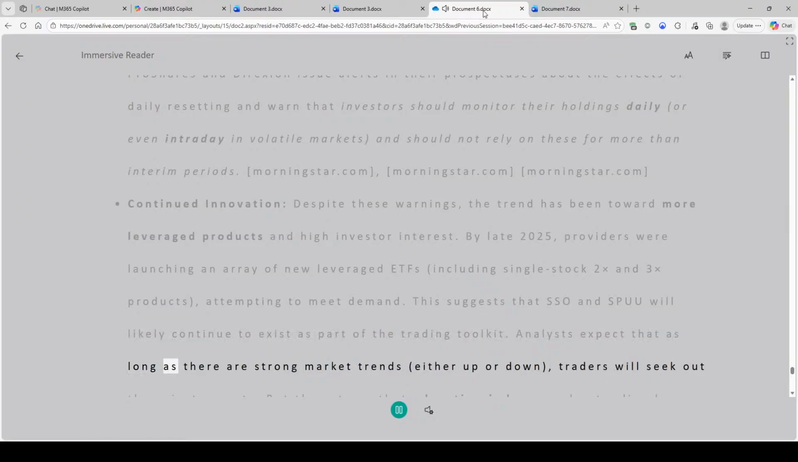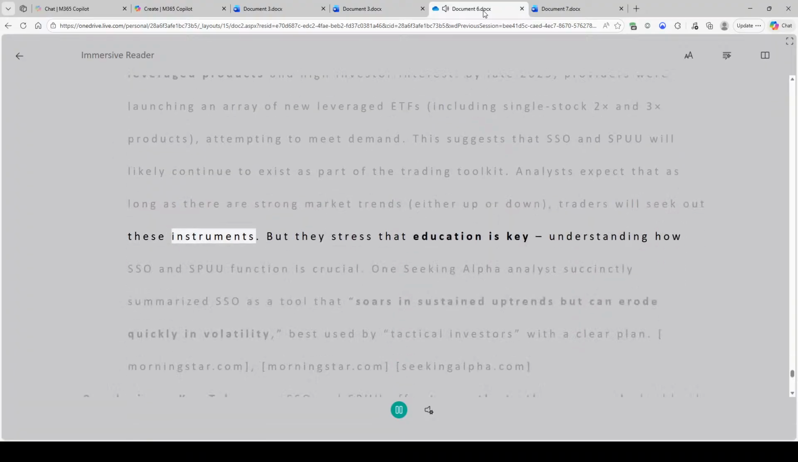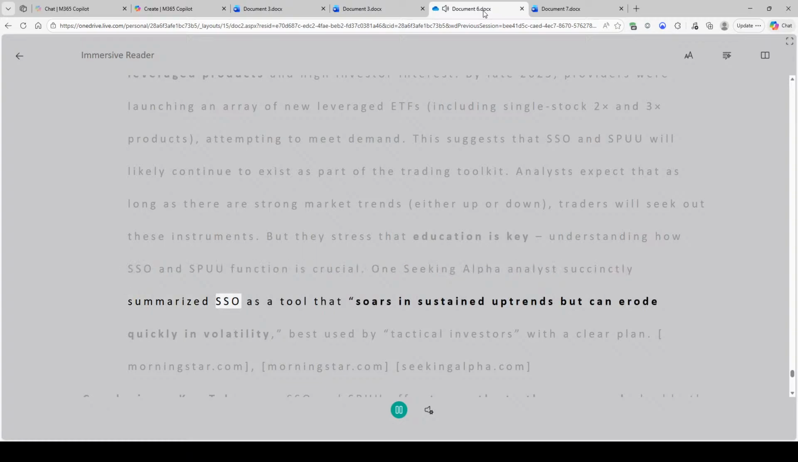Analysts expect that as long as there are strong market trends, either up or down, traders will seek out these instruments. But they stress that education is key. Understanding how SSO and SPUU function is crucial. One Seeking Alpha analyst succinctly summarized SSO as a tool that soars in sustained uptrends but can erode quickly in volatility, best used by tactical investors with a clear plan.